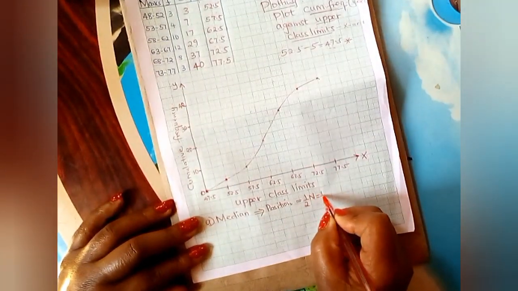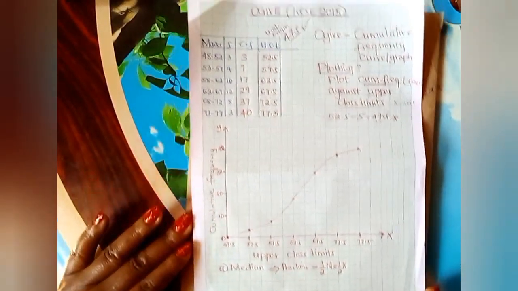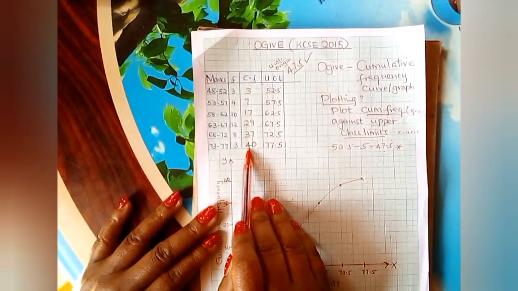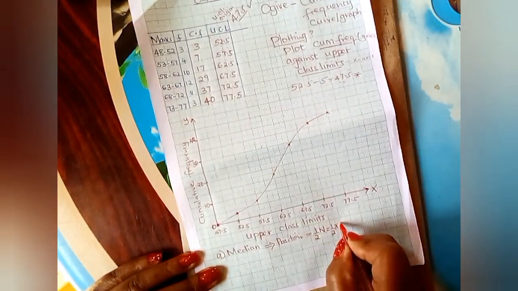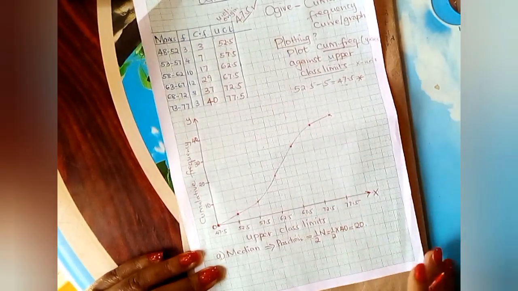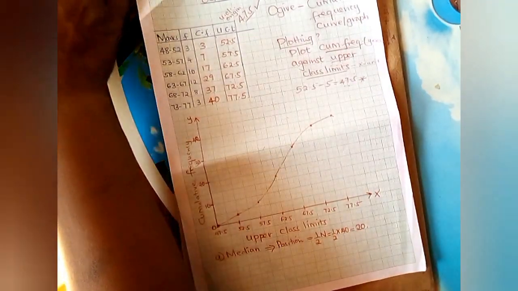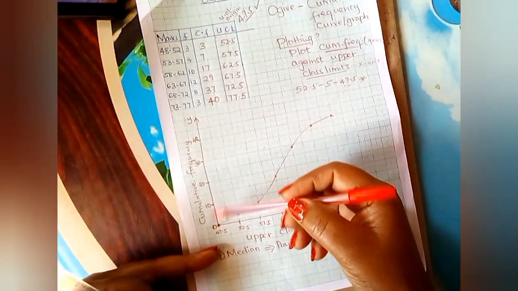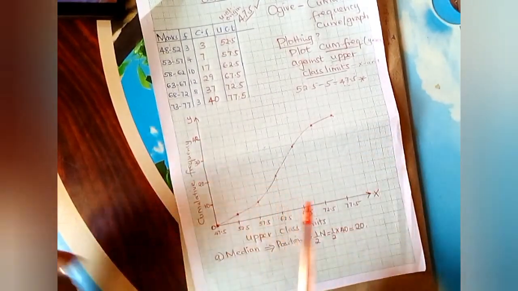So this is a half of what, Lana? Our n is 40, the total frequency. And therefore the median lies on the 20th position. So you go to your y-axis where you have the cumulative frequencies. So you come to 20.